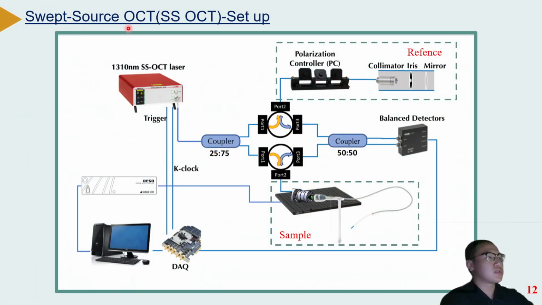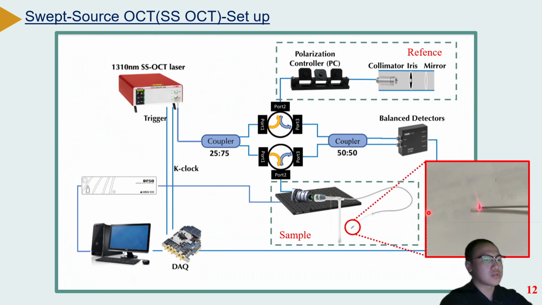In my Swept-source OCT setup, we have a laser, and the laser outputs light into the coupler. The coupler splits the light into the reference and the sample. For the sample, we have the probe, so that we have a red light from it. We can see it rotating, and the whole trachea can be scanned. Then the reference signal and the sample signal go back to the circulators, and we put the signal into this coupler.